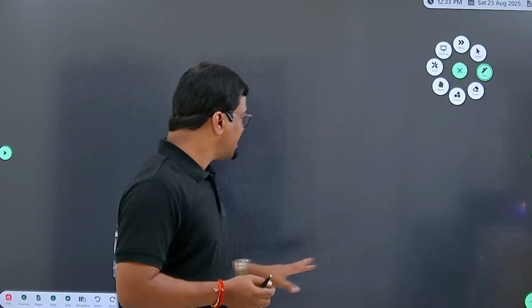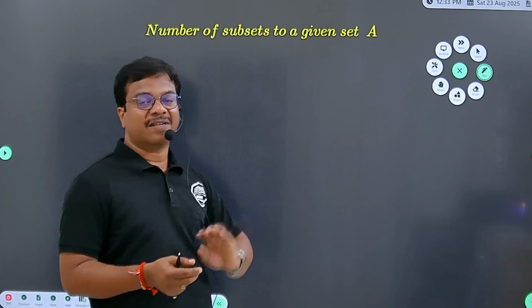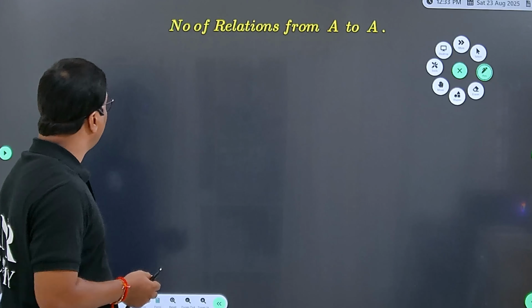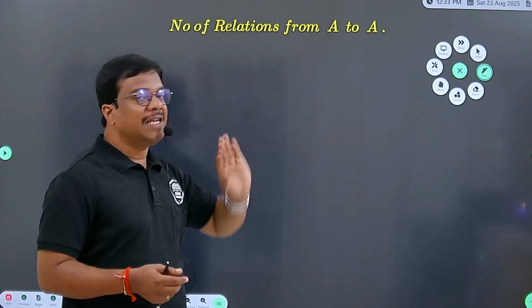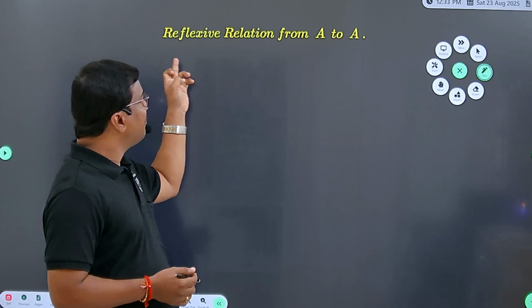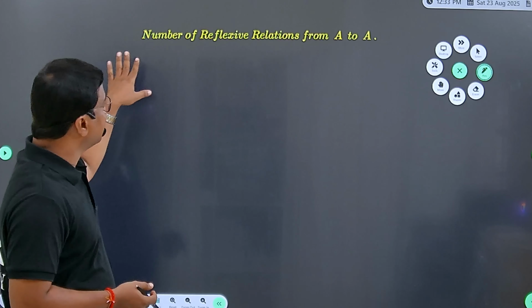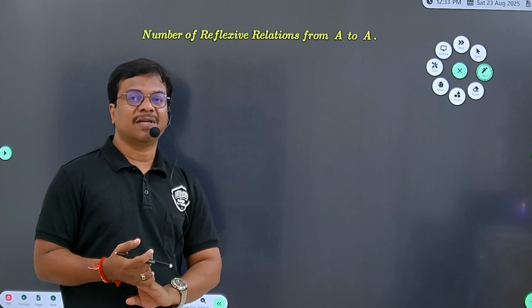Today we are going to learn the formula to find the number of reflexive relations from a given set A to itself. Before going to discuss that, first let us see the number of subsets of a given set A, and after that the number of relations from A to A, and then the reflexive relation definition, and after that let us discuss the number of reflexive relations from A to A.